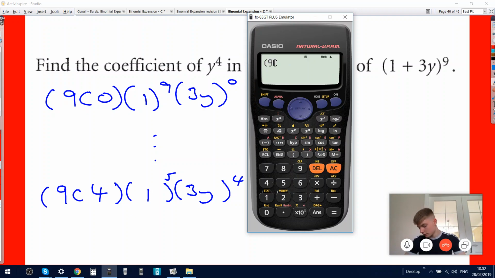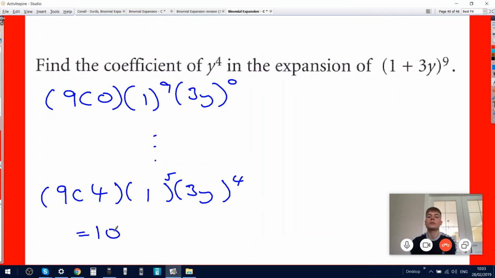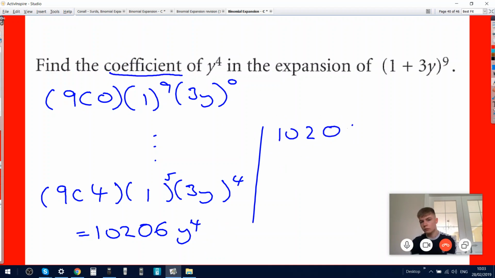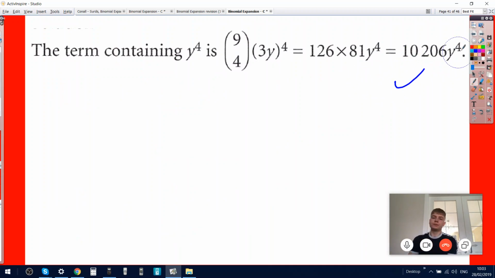And so that goes in your calculator: 9C4, 1 to the 5, and how do I deal with the last bit? It has a y in it. Just take the y out. So 3 to the 4 and 10206. So that will be 10206 y to the 4. But they just asked for the coefficient, and so the answer is just 10206. Any questions about that? No, obviously it's alright. So there it is, 10206.